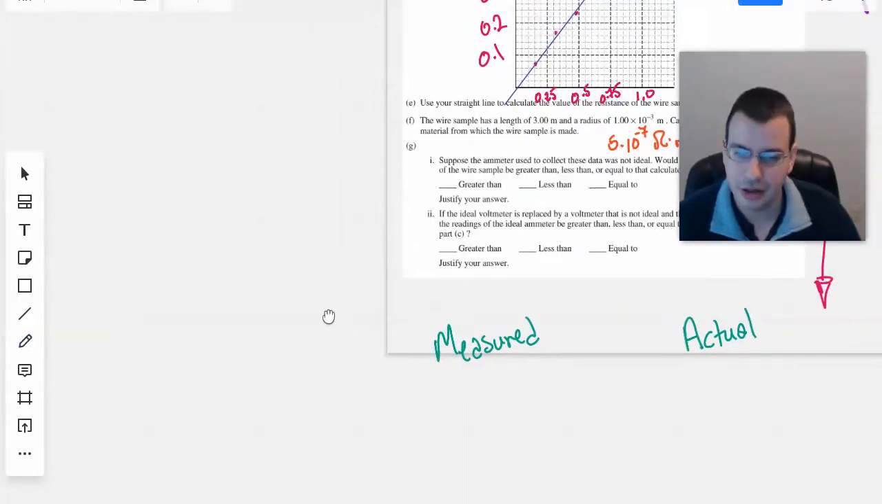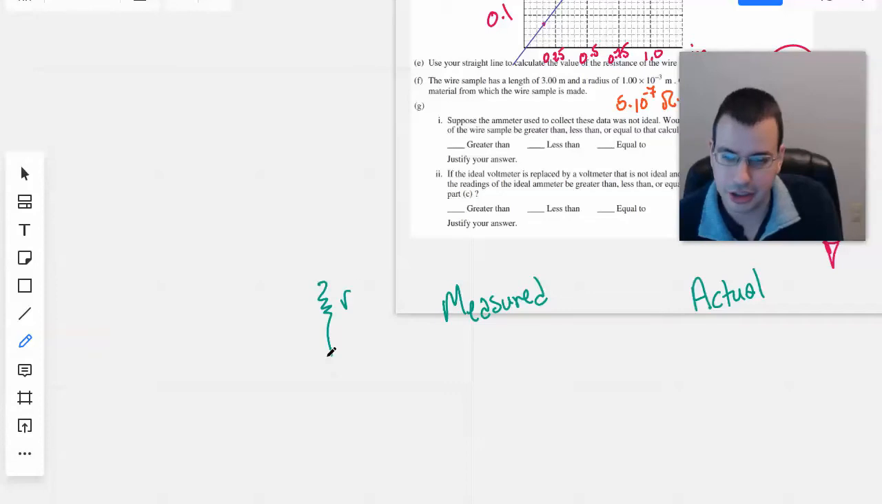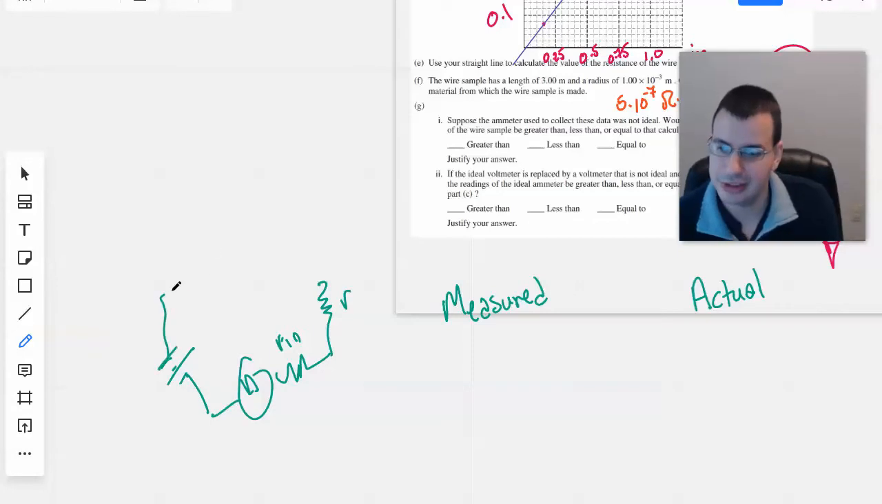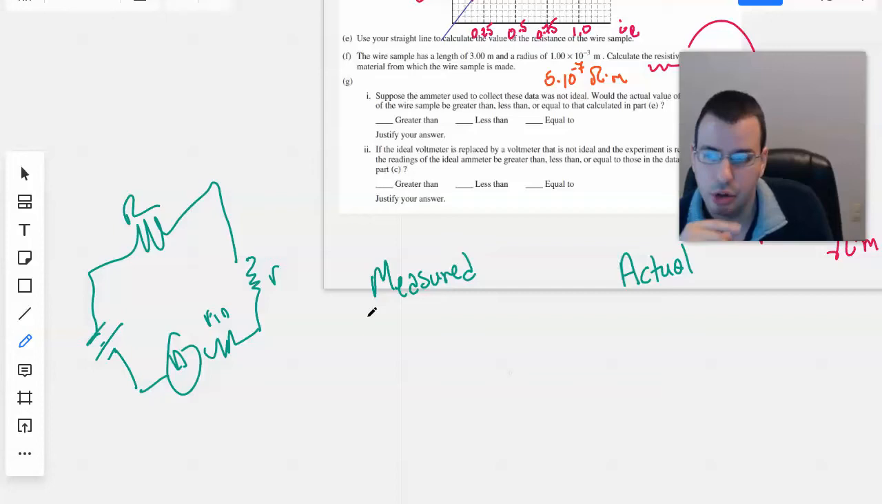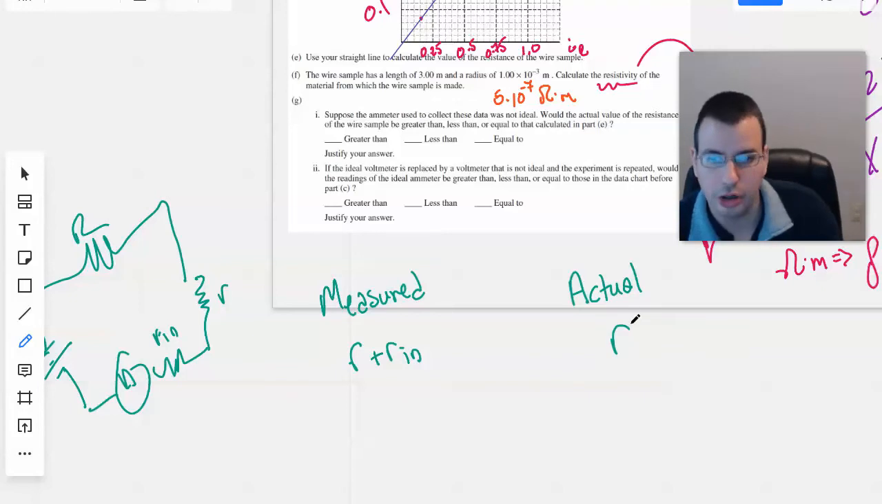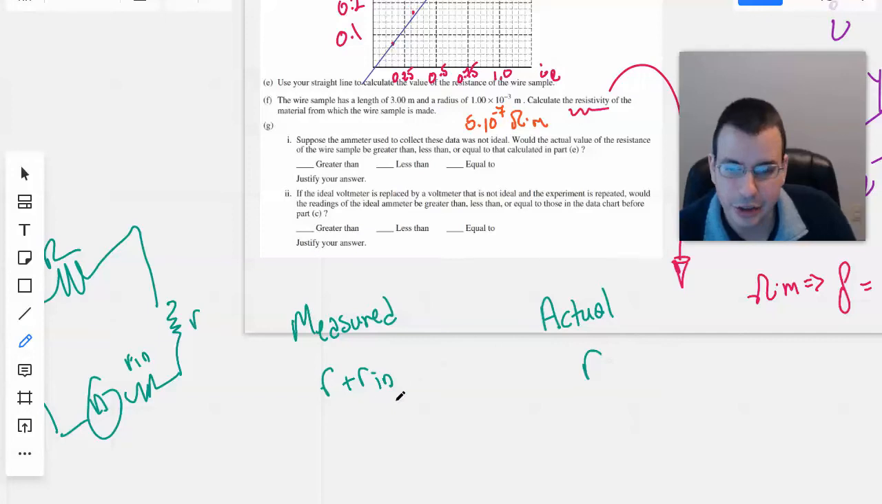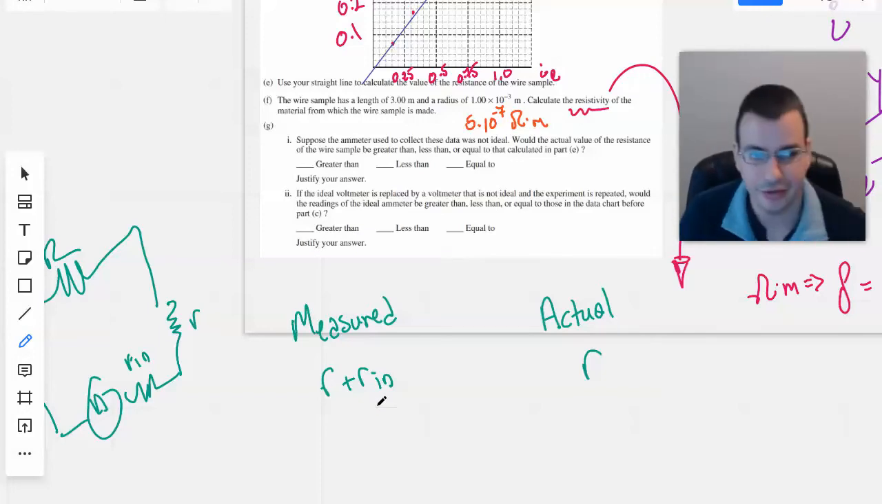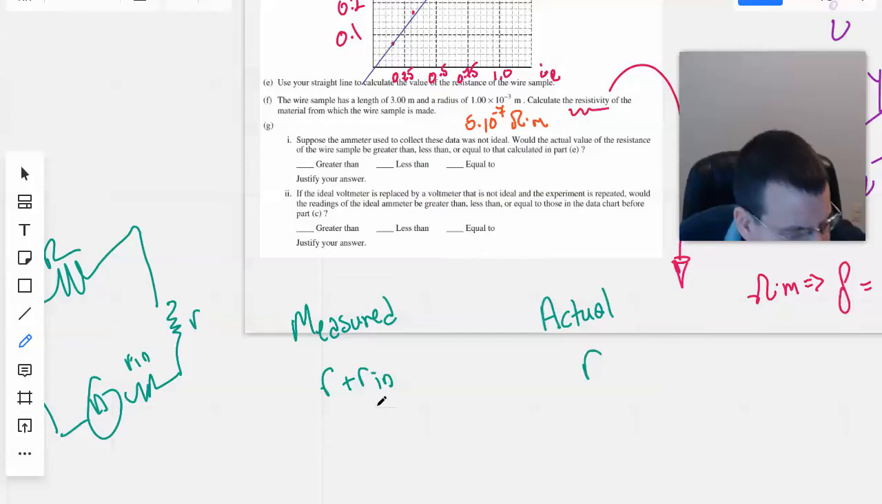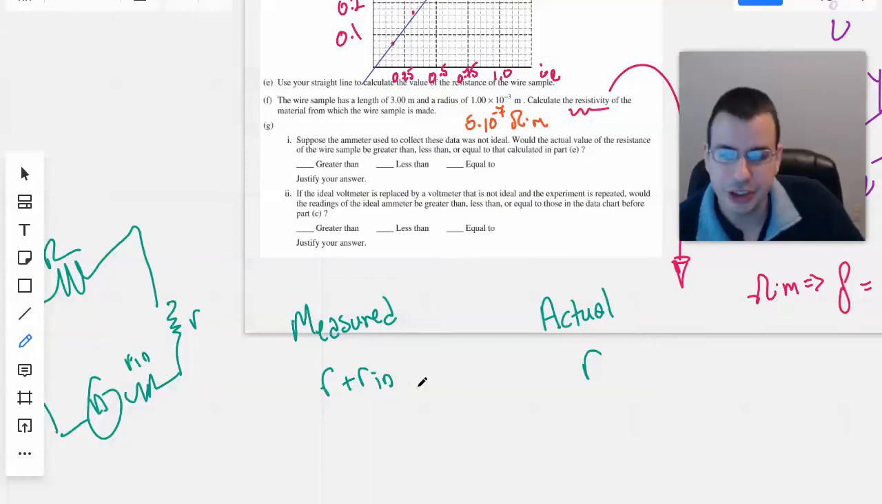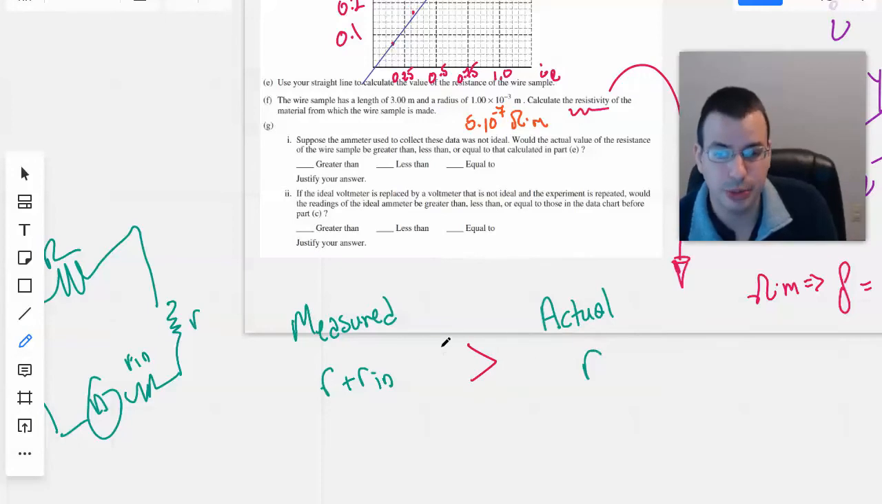So when you have the ammeter that's not ideal, we'd have our resistance R like this. Then we have an R internal like this, ammeter, battery, and then another resistor R up there. And so what we would be measuring would be R plus R internal. What our actual would be is R. And you can see here that assuming that the internal resistance is not negative, which I'm not sure if you really can have negative resistance with just a resistor. No, you can't have negative resistance. Okay. So since the actual will be less than measured, we would say that actual would be less than measured.